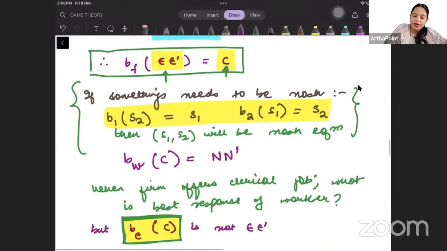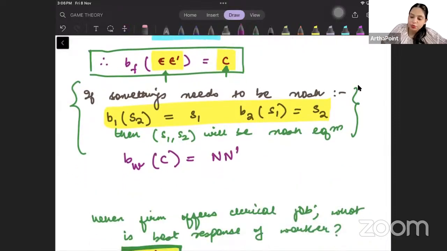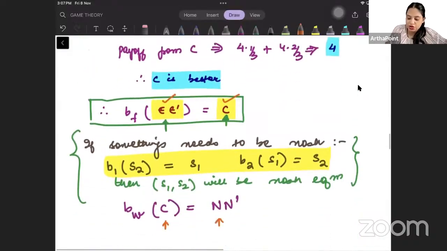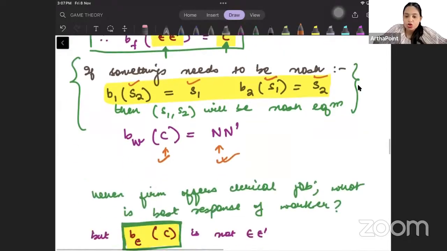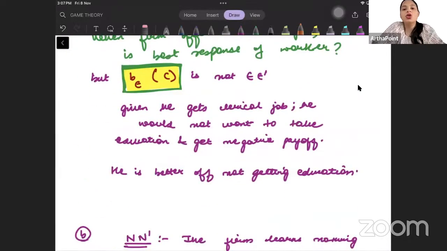तो बेटा ये तो मैच नहीं हो रहा, इसका strategy ये है, और जब हम ये डालते हैं तो strategy वाला नहीं आ रहा है. What is the definition? कि S2 डालने पे S1 आए और S1 डालने पे S2 आए, that is not happening here. When you're putting this strategy you're getting C, but when you're putting C you're not getting E dash. So that means that there is no Nash equilibrium in this pooling strategy, with the first pooling strategy.